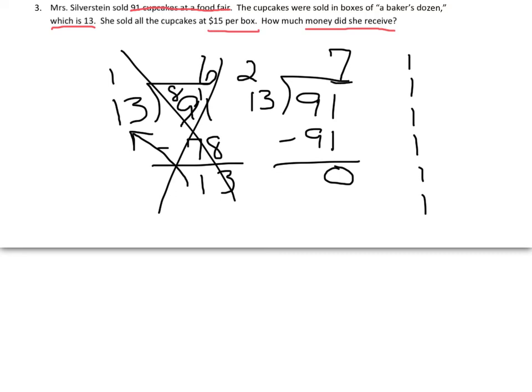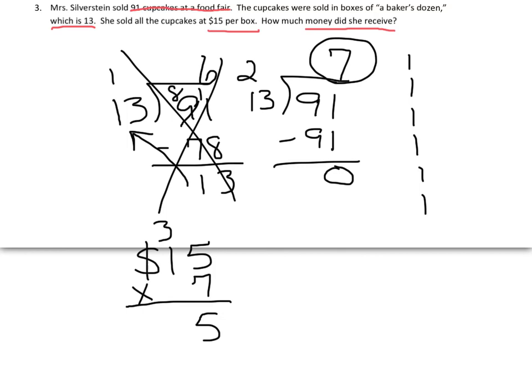Now that we have the 7, we need to take that and work it into the problem with the $15 per box. So she charged $15 per box, and she sold 7 boxes total. Let's solve the multiplication problem. 7 times 5 is 35. Carry the 3. 7 times 1 is 7, plus 3 is 10, and we found out that Mrs. Silverstein made $105 at the food fair.